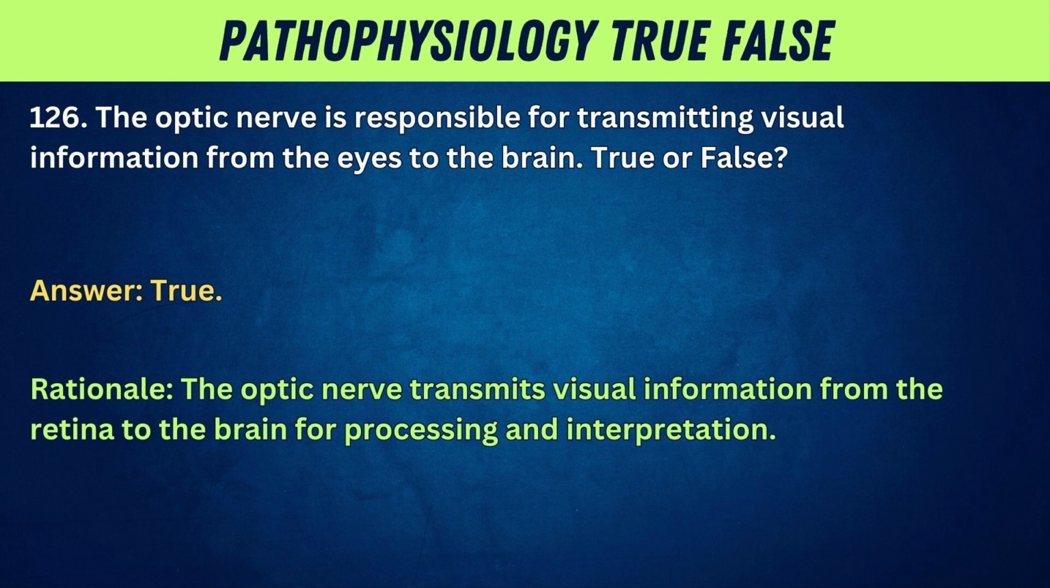126. The optic nerve is responsible for transmitting visual information from the eyes to the brain. True or false? Answer: true. Rationale: the optic nerve transmits visual information from the retina to the brain for processing and interpretation.